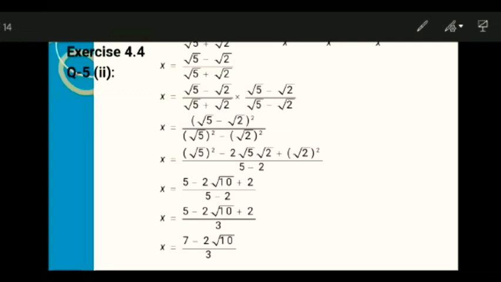Now you can observe this is very easy, 5 minus 2 under root 10, because 5 and 2 will be multiplied and come in 1 under root. Simplifying it, 5 and 2 will be added, 7 minus 2 under root 10 divided by 3 will be the value of x. Now x is rationalized as there is no radical symbol or radical term in the denominator.